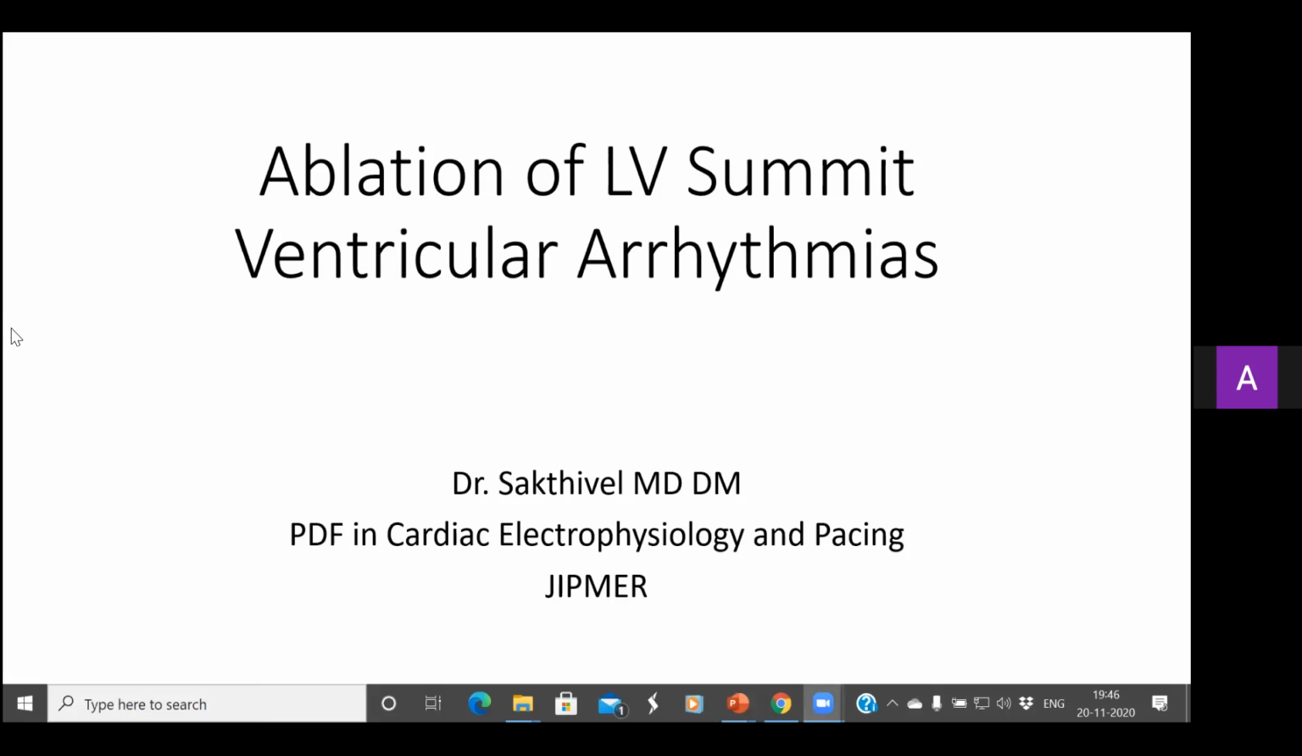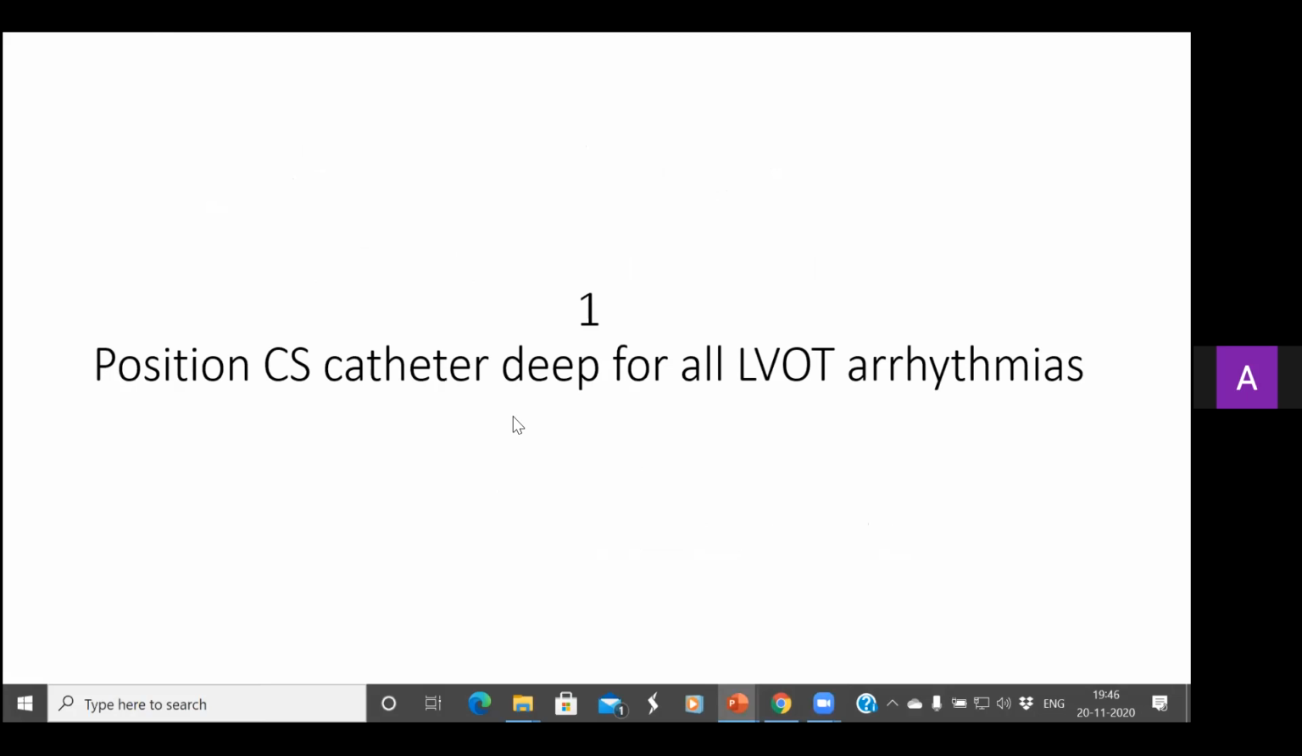So I'm going to share some of our case-based learnings on summit VT. Of late, this topic has been presented by many people, so I will stick to the discussion of only salient points pertinent to our cases. Point number one is to position the CS catheter deep for all LVOT arrhythmias.